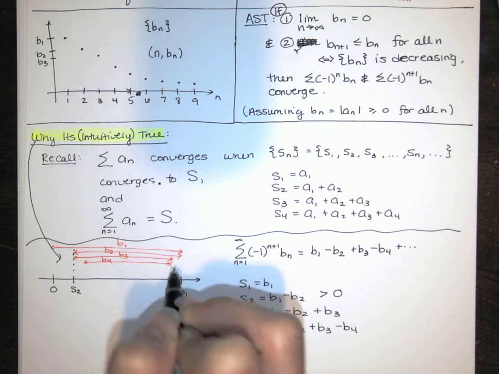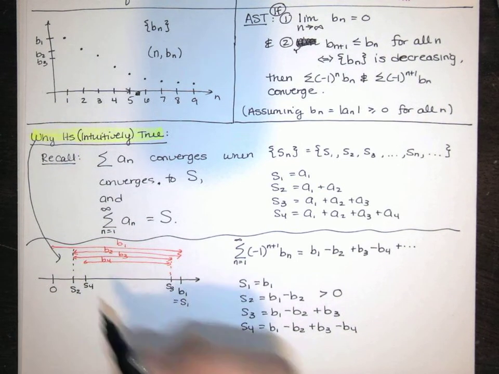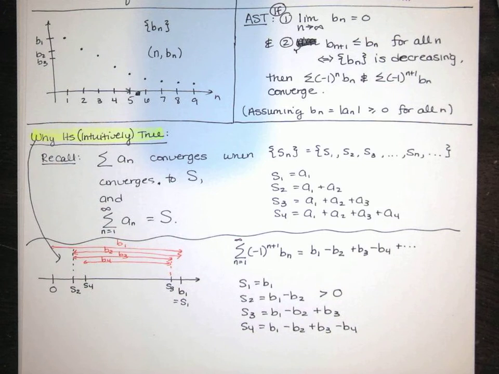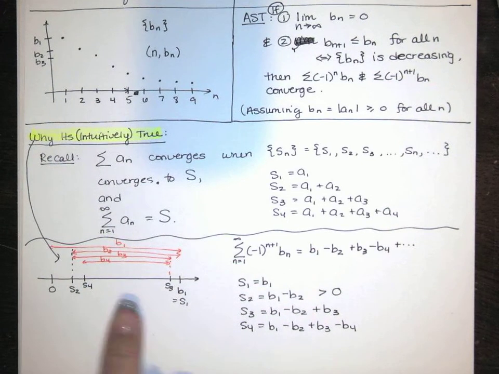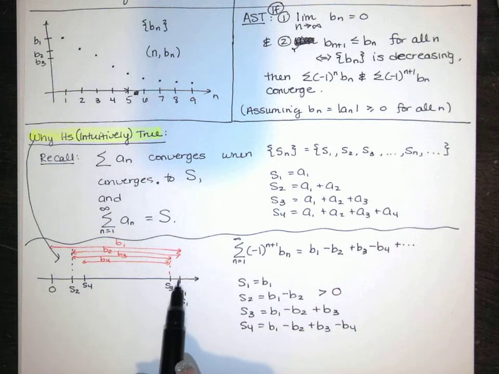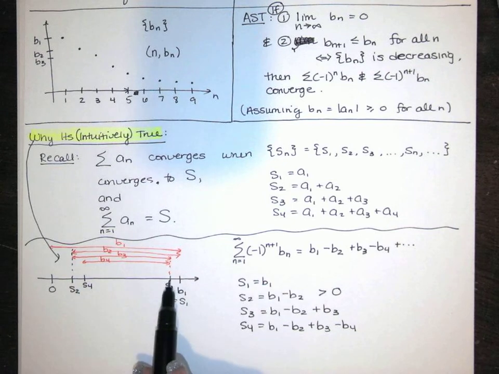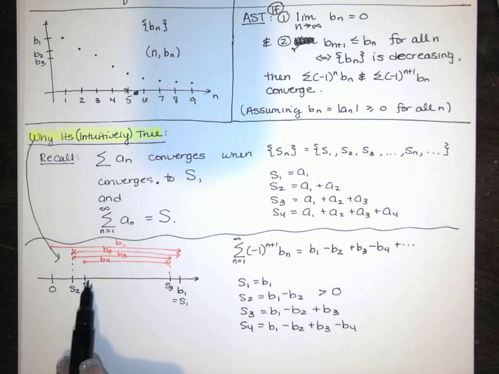And b sub 4 is smaller than that. We're going to subtract that to end up over here at s sub 4. You might say, I don't really get it. What's happening? Well, as I add and subtract numbers that are smaller and smaller, and they're slowly approaching 0, we're going to see this pattern. We go from 0 to s sub 1, then we subtract something, we get s sub 2, then we add something, we get s sub 3, then we subtract something, we get s sub 4.